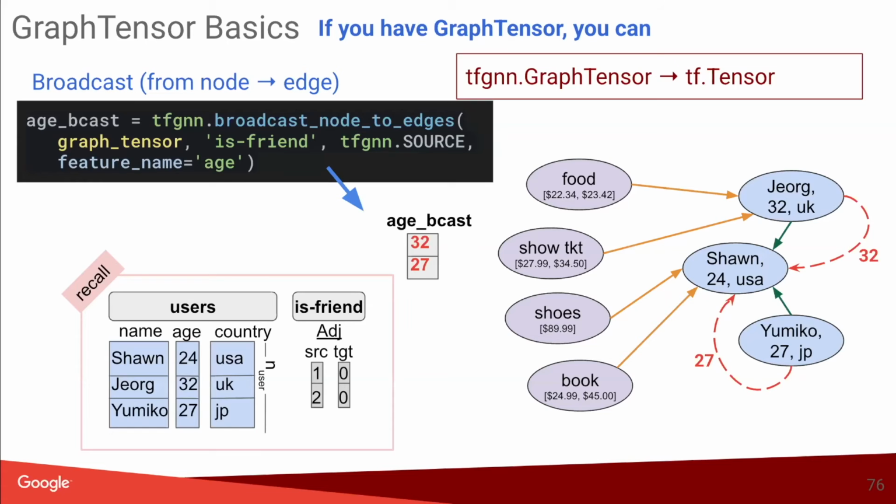And there are additional broadcast operators in TF-GNN, such as broadcast context to nodes and broadcast context to edges. These functions will broadcast messages from the context to nodes and edges respectively.